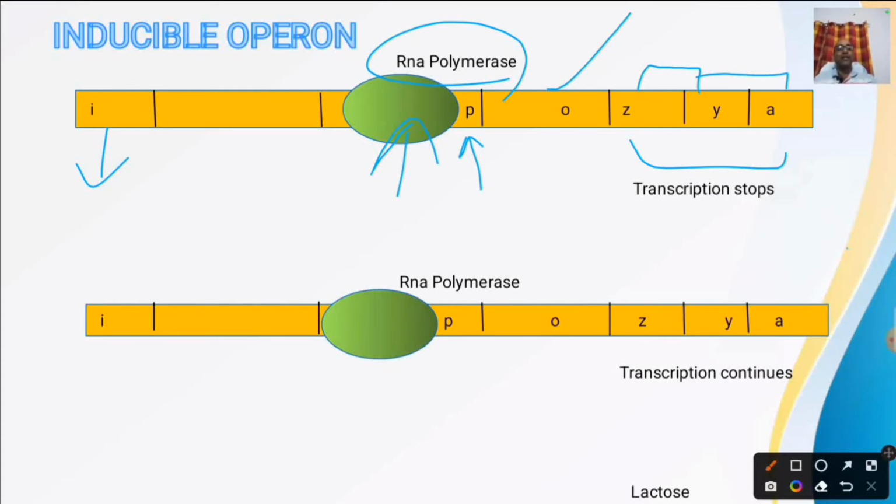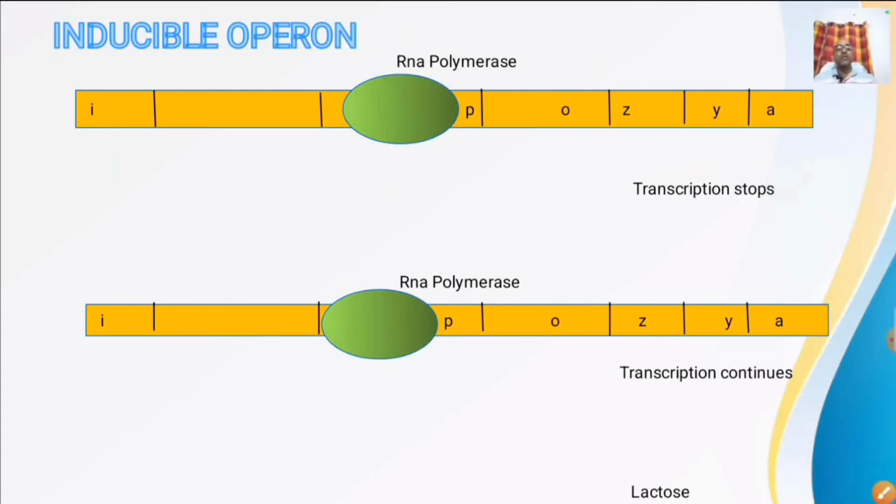Got it? Now say for example, in this step there is no lactose, isn't it? Is there any lactose? No. So when lactose is absent, the I gene has produced this yellow section. The I gene has produced what? Repressor. Now lactose is absent in the environment, so there is no need of transcription.